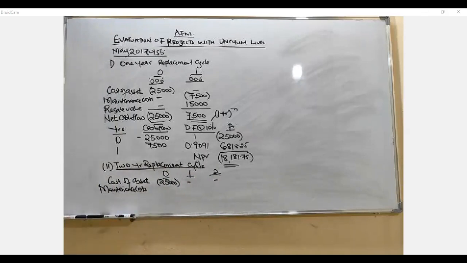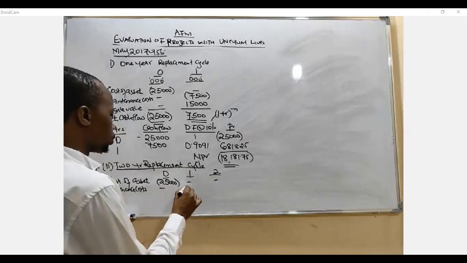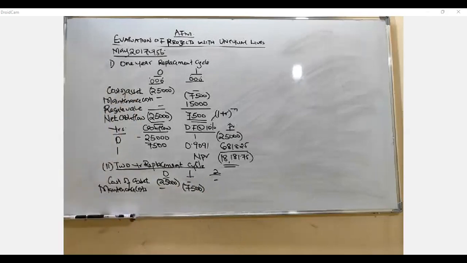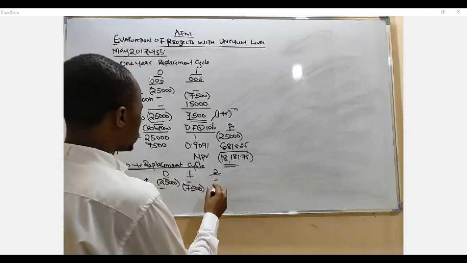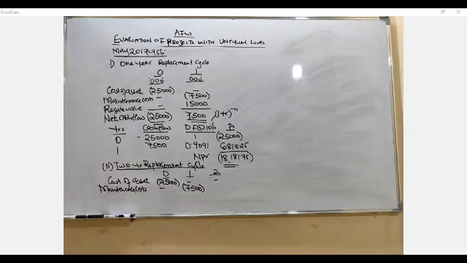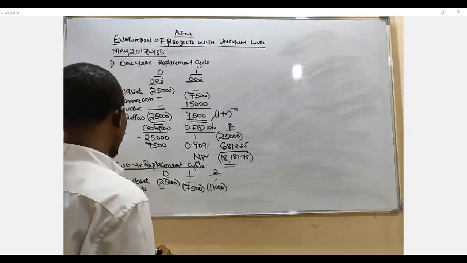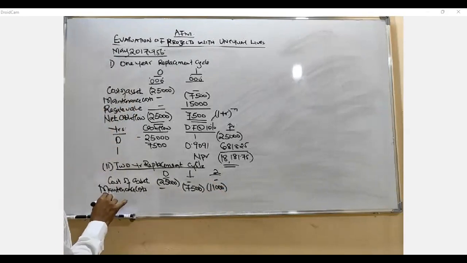Maintenance cost. When you look at these maintenance costs, you're going to capture year 1 and year 2, because the project is going to be incurring that 7,500, and then year 2 is how many? Year 2 is 11,000. Then we look at the resale value.